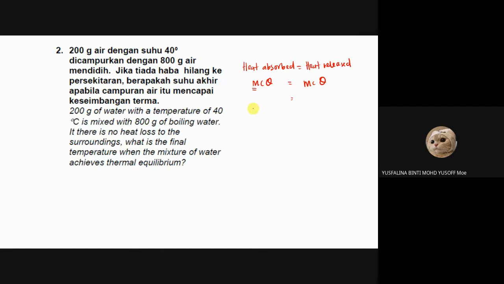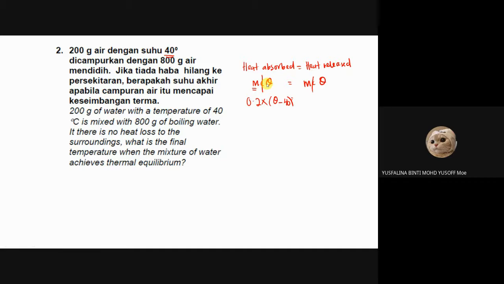For the heat absorbed, the mass for the 40 degrees is 200 grams, so I change to 0.2 kg here. And for the C, we can ignore the C because both use the same substance. Both are water, so we can cut off the C. Now you will be left with m theta. The 40 degrees will increase, so it should be theta minus 40, because it will increase to something higher than 40.